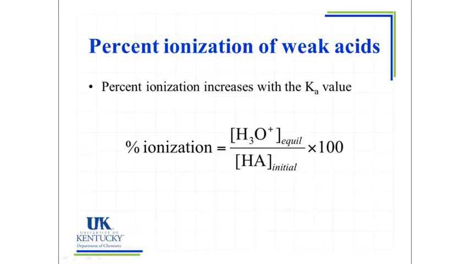Another way of looking at the acid strength is to look at the percent ionization of weak acids. What we can look at is the H3O plus concentration at equilibrium, or, remembering that's the same thing we've been calling the H plus concentration, those mean exactly the same thing, divided by the initial HA concentration and multiplying by 100. The bigger the value of the percent ionization, the stronger the acid, and vice versa. The smaller the percent ionization, the weaker the acid.